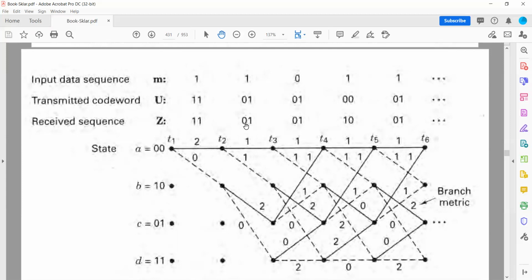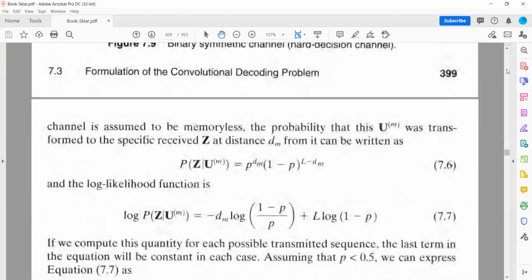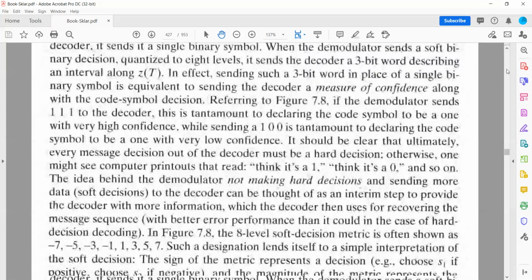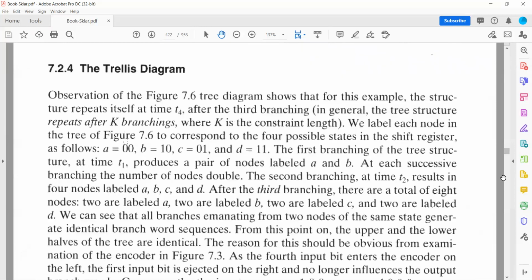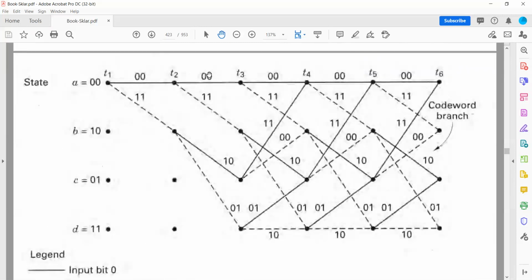We try to decode based on the decoder trellis, right? We know the transmitter trellis. We know this trellis structure based on the structure of the channel encoder. Let me show you. We know this trellis.